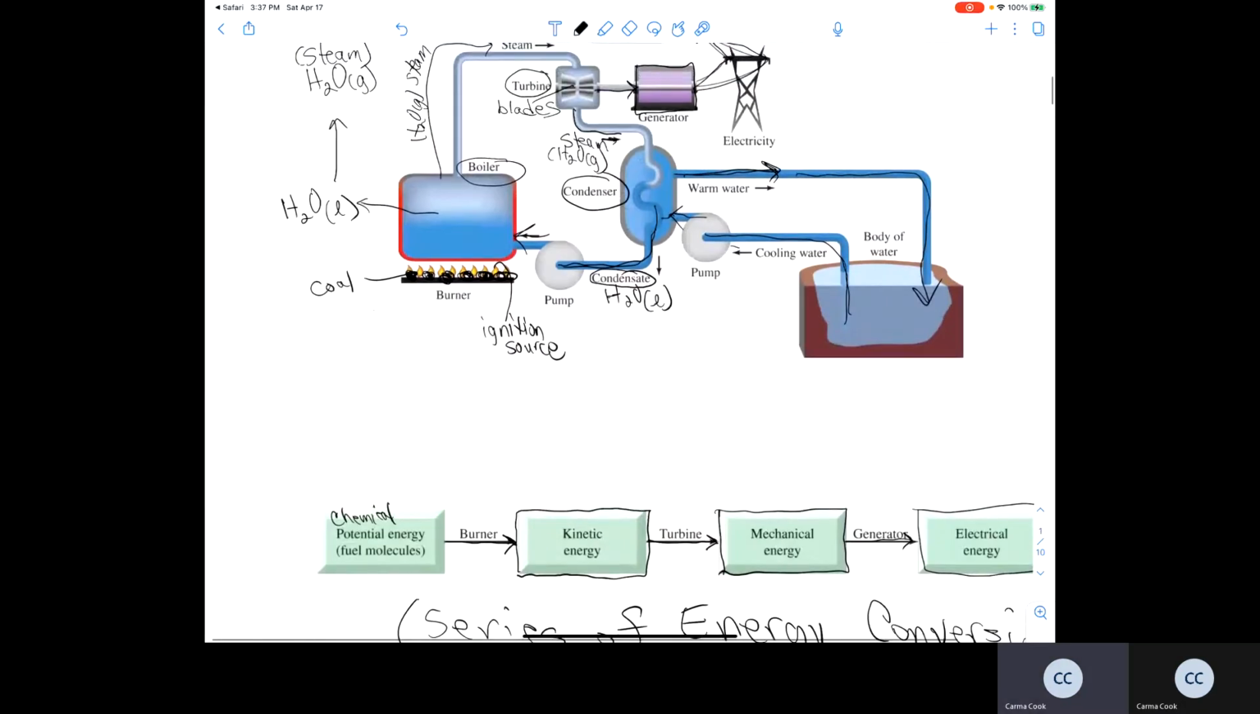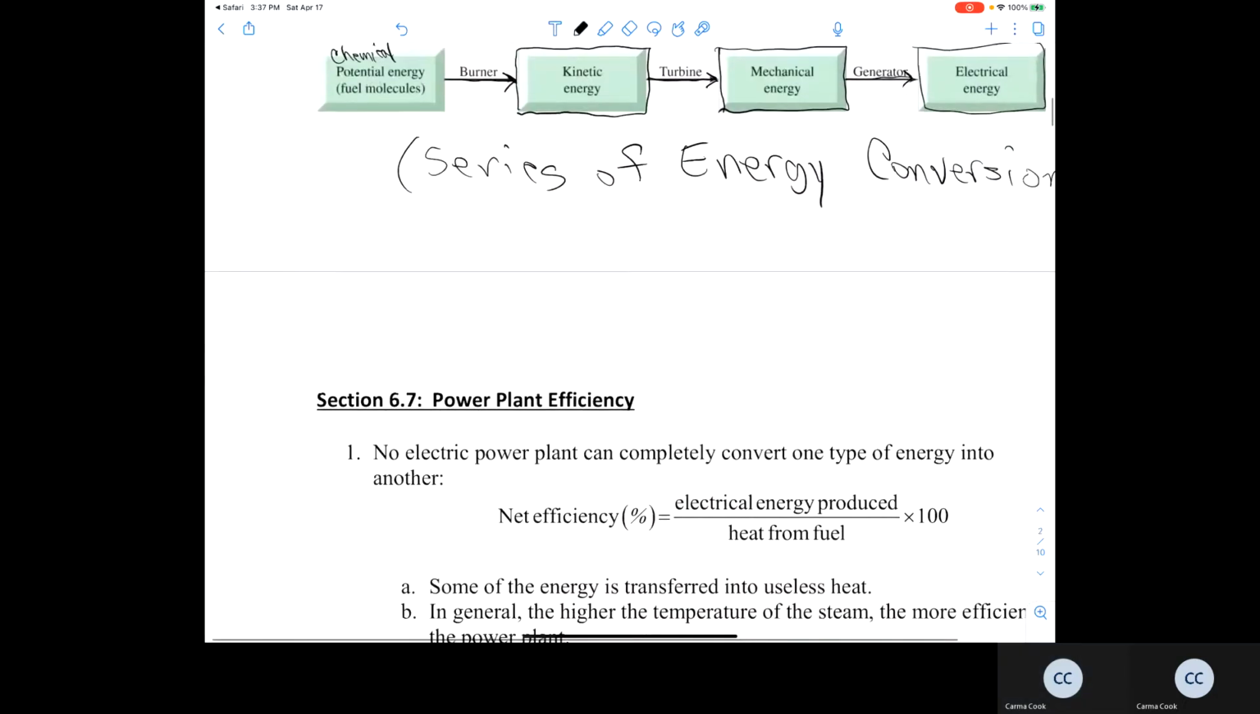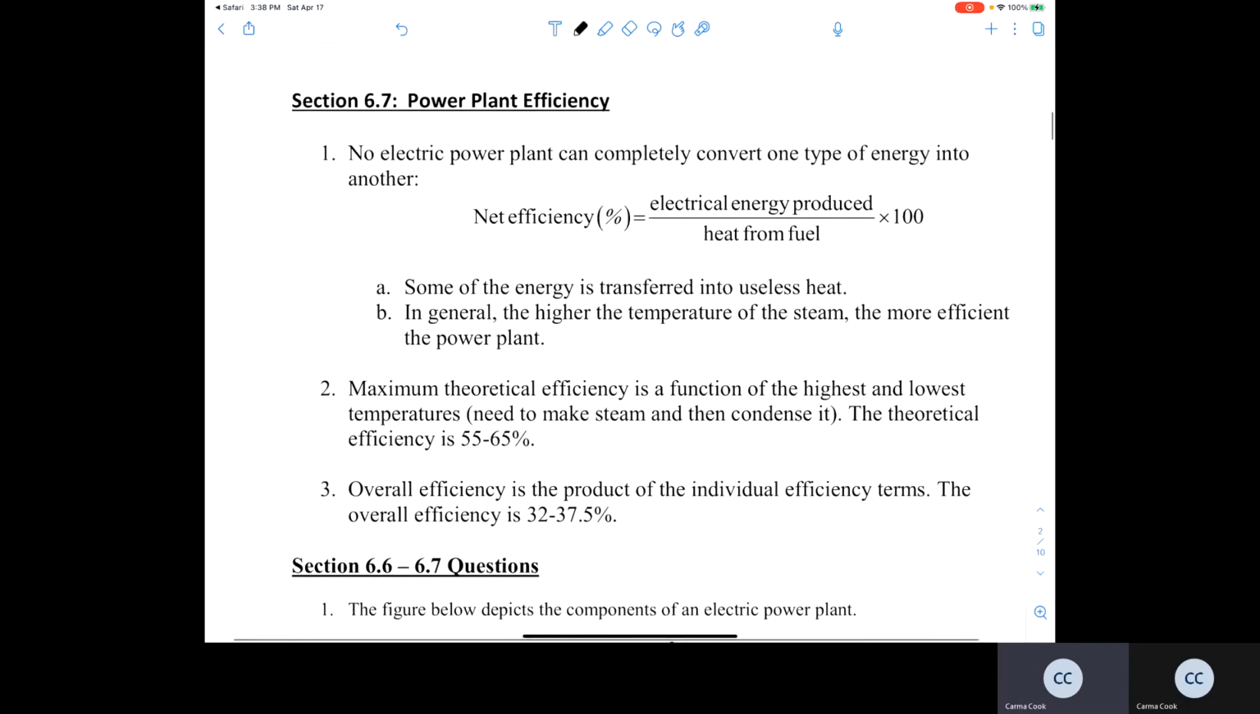Now, not all of the heat that's generated by burning the coal actually gets converted into electricity. No power plant is 100% efficient. So how efficient is a power plant? Well, the net efficiency is equal to the electrical energy produced divided by the heat produced from that fuel burning, times 100.